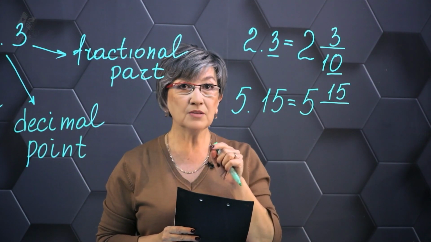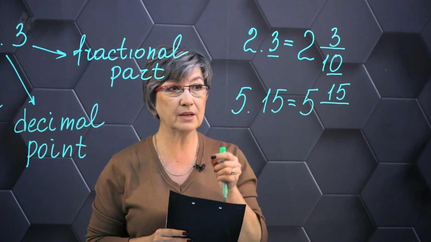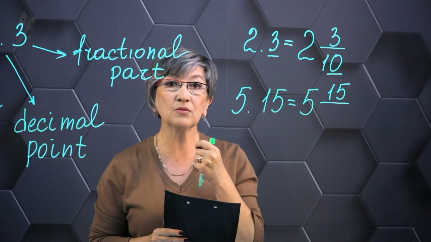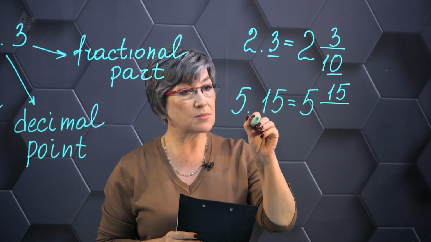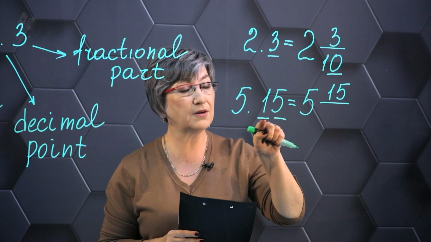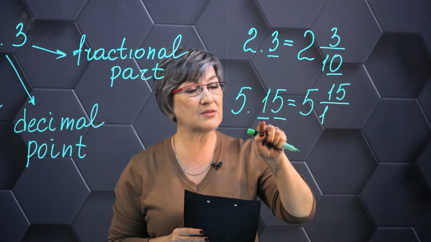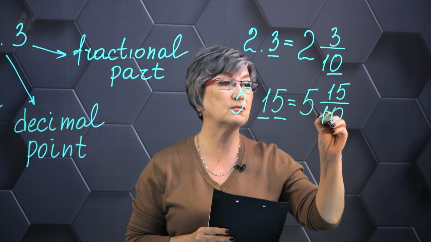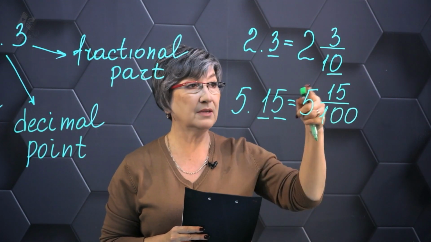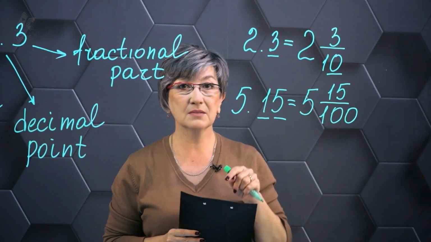Let's say that we write down the denominator only with the numbers 10, 100, 1000, and so on. That is, numbers that consist of ones and zeros. Let's count how many digits there are after our dot. 2 digits, so I write 1, and since there are 2 digits, I write 2 zeros. The result is a fractional number. It's a mixed number that reads 5 and 15 hundredths.